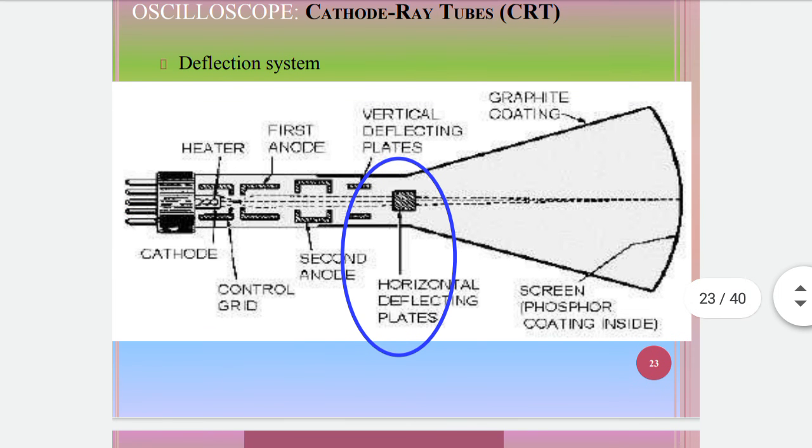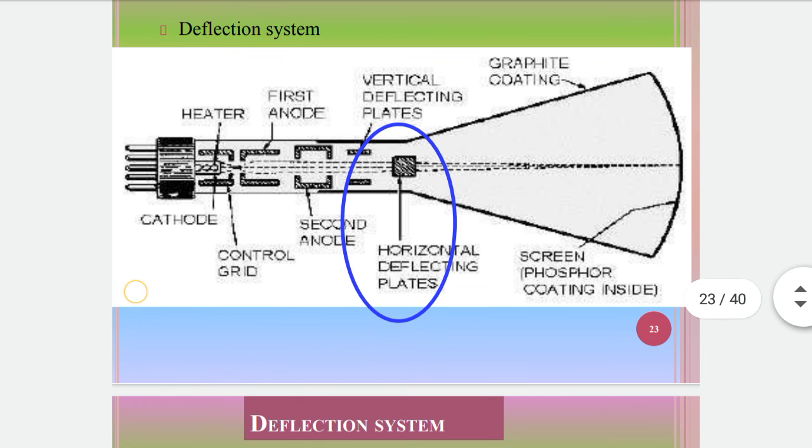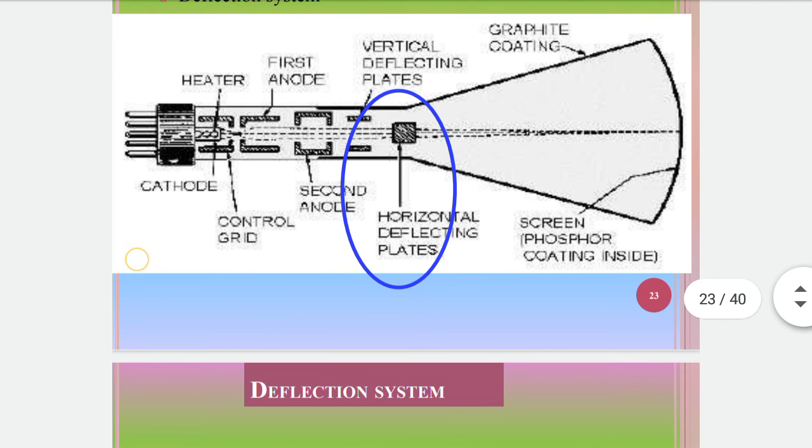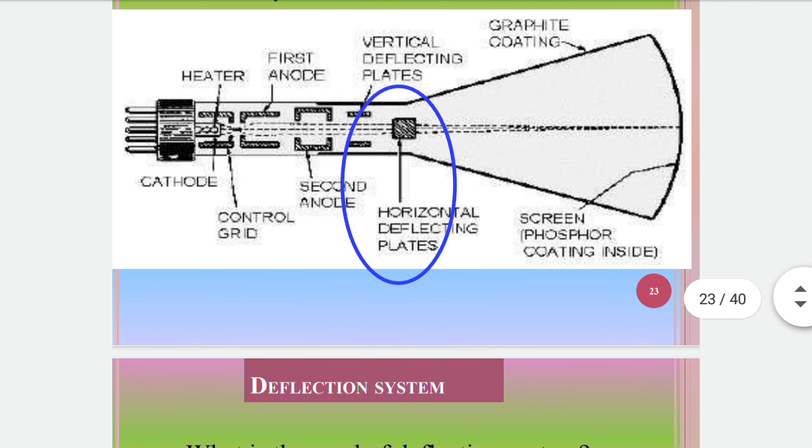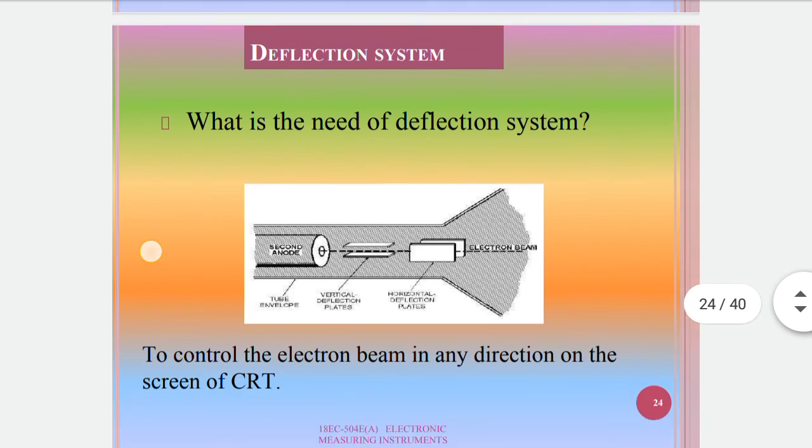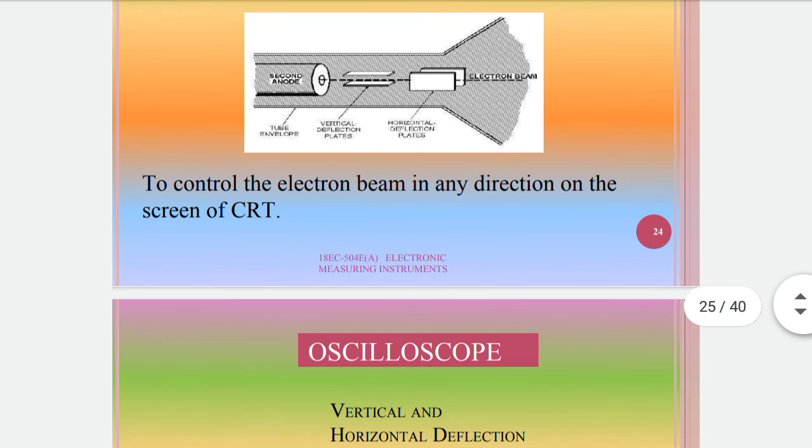Now you can see in the figure the deflection system, that is vertical deflecting plates and horizontal deflection plates. Those are encircled here with a blue mark. So what is the need of the deflection system? To control the electron beam in any direction on the screen of the CRT, we need the deflection system.